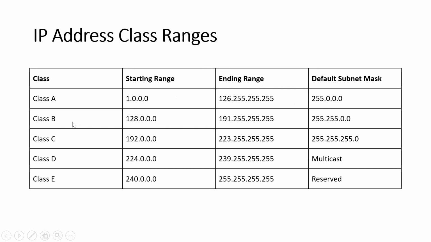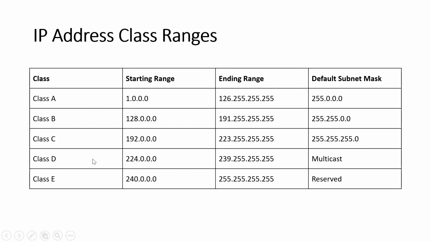For class B, the starting range is 128 and the ending range is 191. The default subnet mask for class B is 255.255.0.0, so we have two network IDs and two host IDs. Likewise for class C, the range is 192 to 223, and the default subnet mask is 255.255.255.0. Class C has three network IDs and only one host ID.